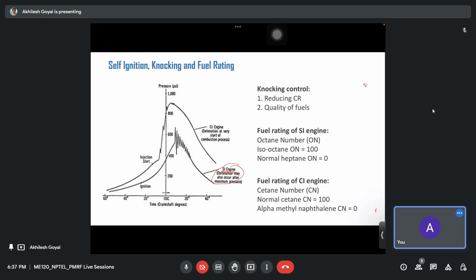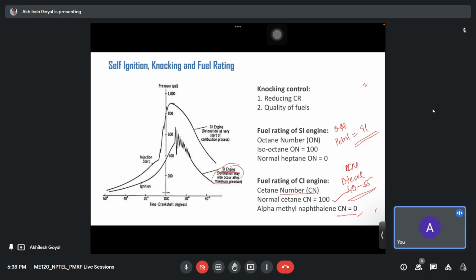And the octane number of normal petrol is around 91. Similarly, for CI engines, the fuels are rated for cetane number. Normal cetane has a cetane number of 100 and alpha methyl naphthalene has a cetane number of 0. And the cetane number of normal diesel fuels varies between 40 to 55. Okay, so these are some numbers.